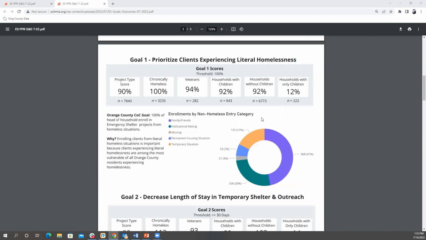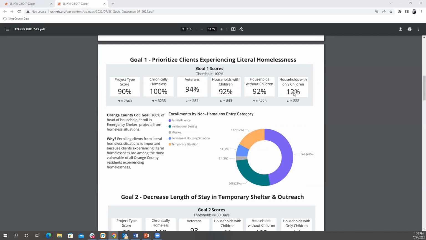So now that we've looked at the high level overview, we will get into the specific measures a little bit more. So goal 1, again, is looking at clients entering from homeless situations. You can see it's fairly consistent across the other subpopulations, except for households with only children, that there's a low percentage of entries from homelessness.